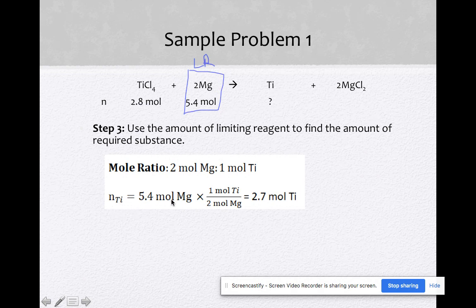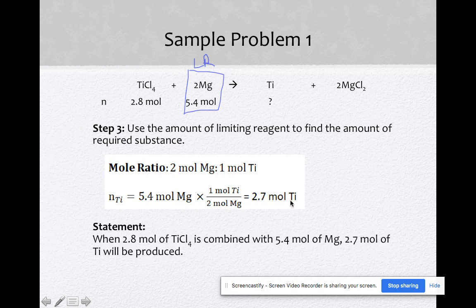We have 5.4 moles of magnesium. And remember, that was our limiting reagent. So we're using that to determine the amount of titanium. And we're multiplying by 1 mole of titanium. Titanium's on the top because that's what we want. And then 2 moles of magnesium is on the bottom because that's what we actually have. And we get 2.7 moles of titanium.